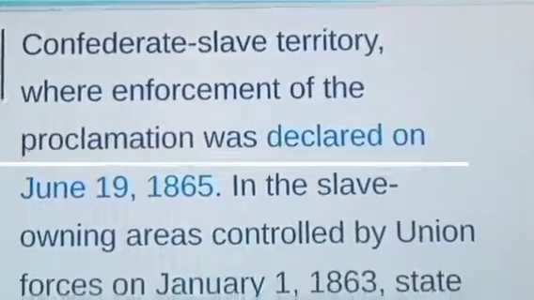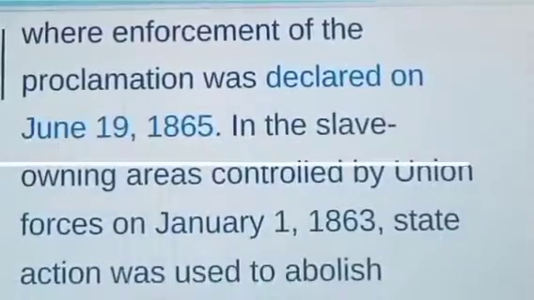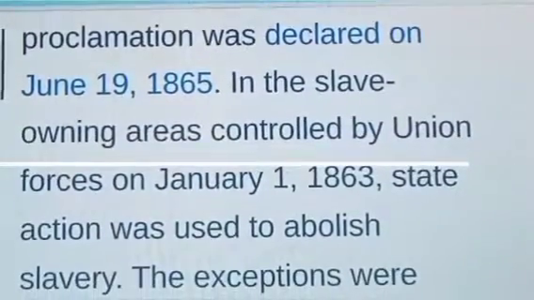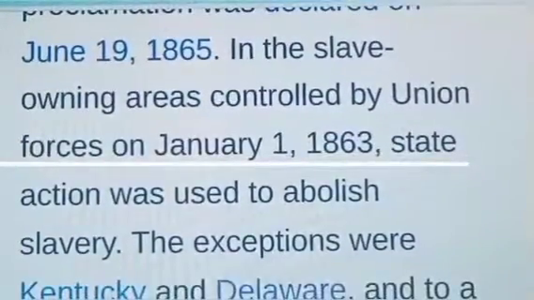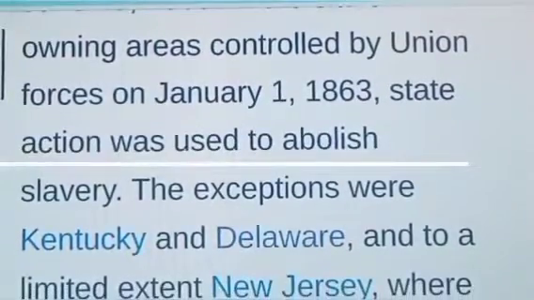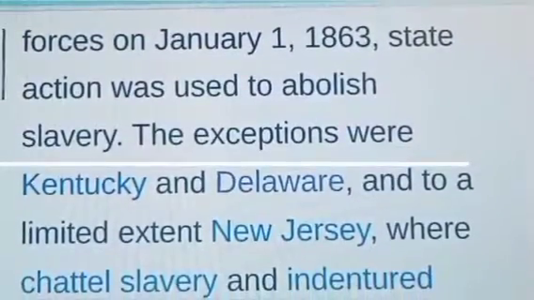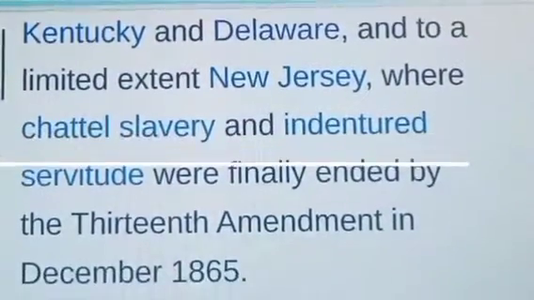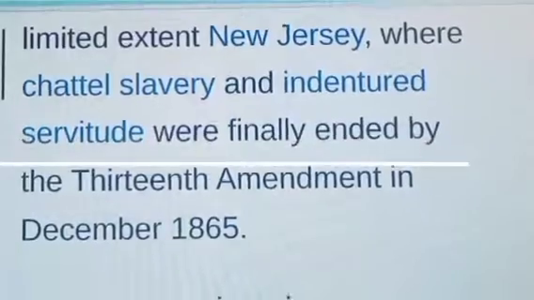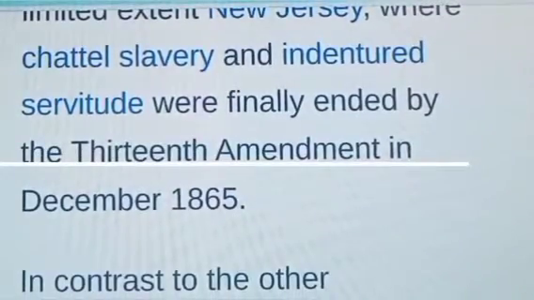19, 1865. In the slave-owning areas controlled by the Union forces on January 1, 1863, state action was used to abolish slavery. The exceptions were Kentucky and Delaware, and to the limited extent New Jersey, where chattel slavery and indentured servitude were finally ended by the 13th Amendment in December 1865.